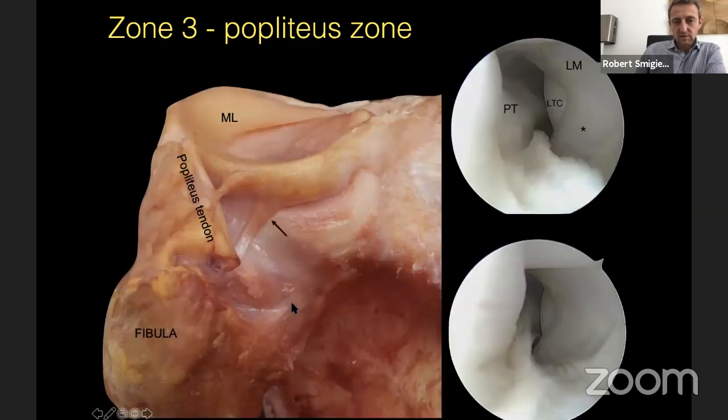Right, and this is also the same, and this is the arthroscopic view. I put my scope from the anterolateral superior portal, and the scope is here. This is the popliteal tendon, this is the lateral condyle, this is the meniscofibular ligament.